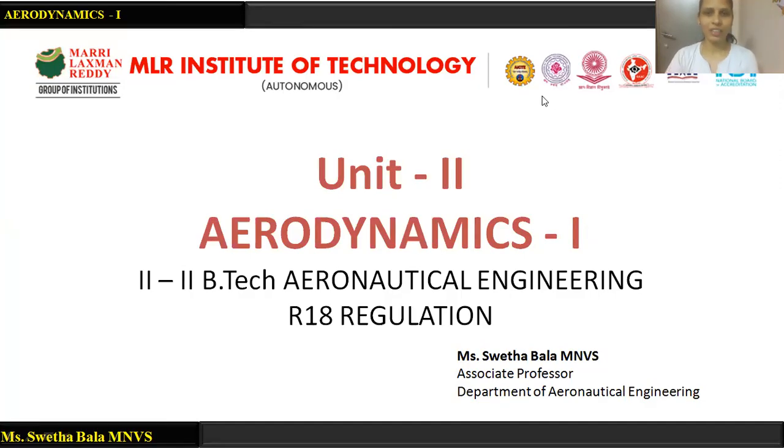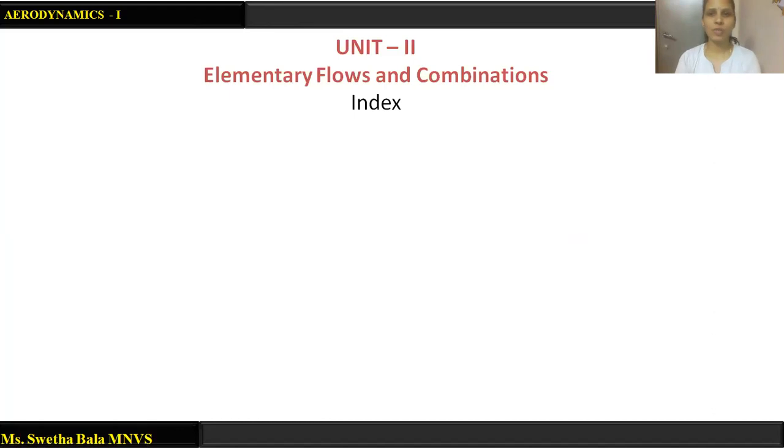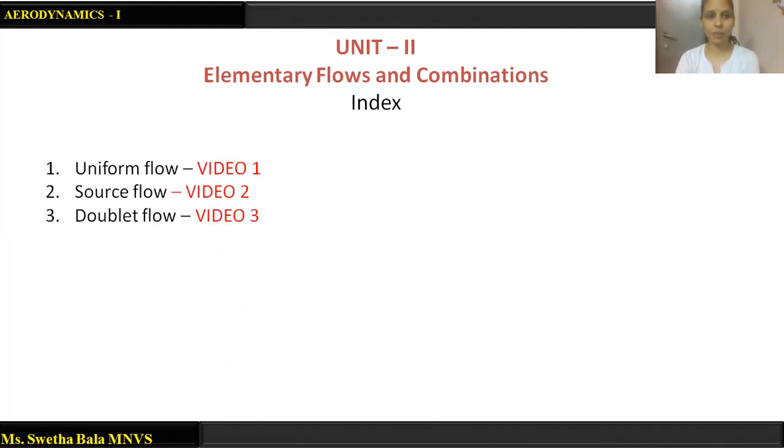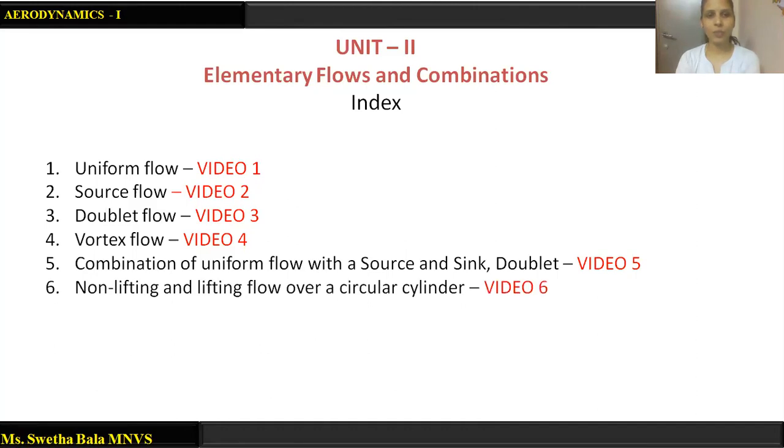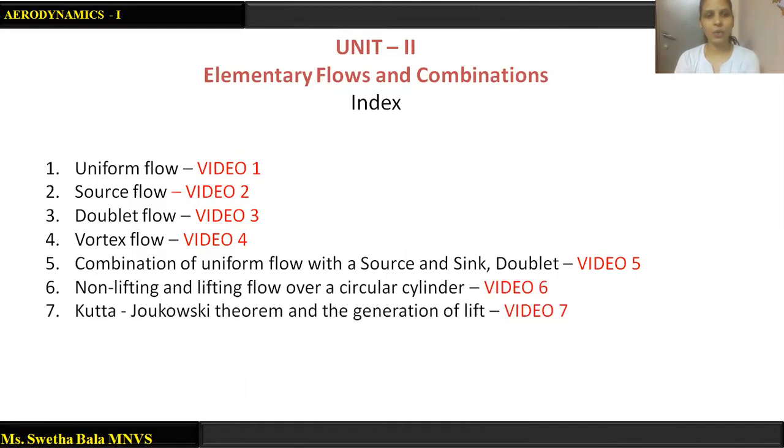So hello everyone. Today's topic is chapter 2 of Aerodynamics 1, and we are going to deal with elementary flows and combinations. So what are elementary flows? Let us have a look at it, and what are the different types of elementary flows? We are going to see that. Your elementary flows are uniform flow, source flow, doublet flow, vortex flow, combination of uniform flow with the source and sink, non-lifting flow over a circular cylinder, Kutta-Joukowski theorem, and generation of lift.